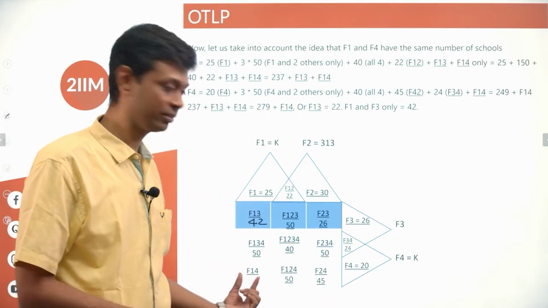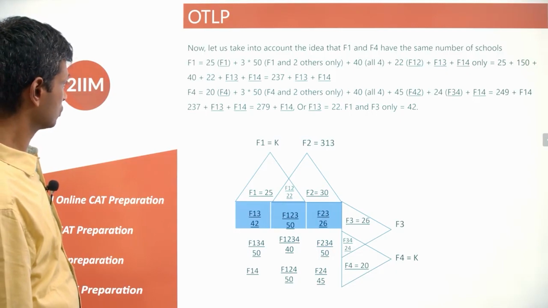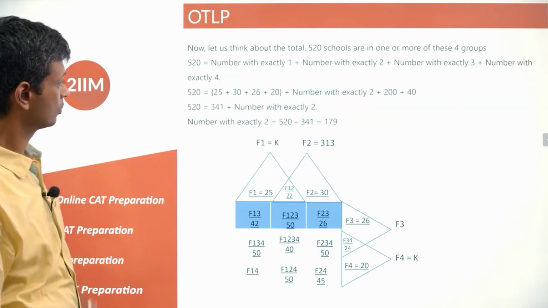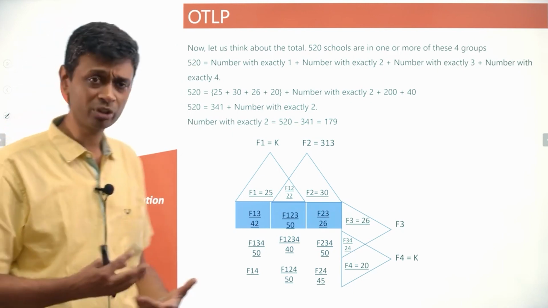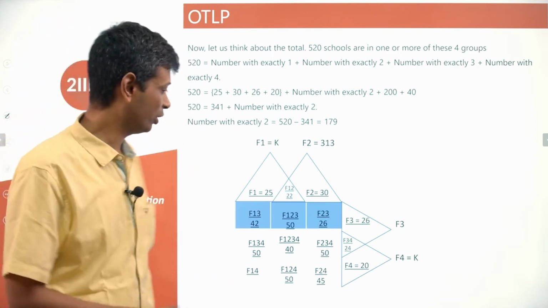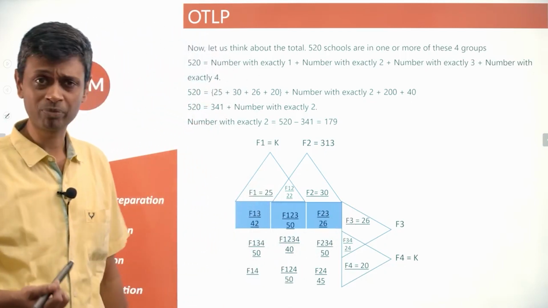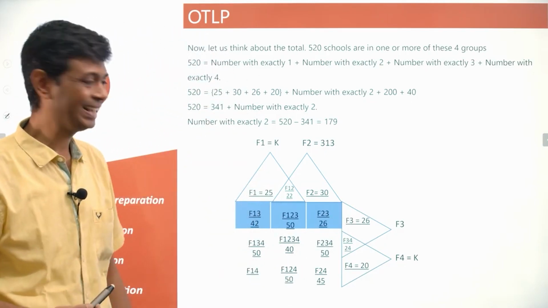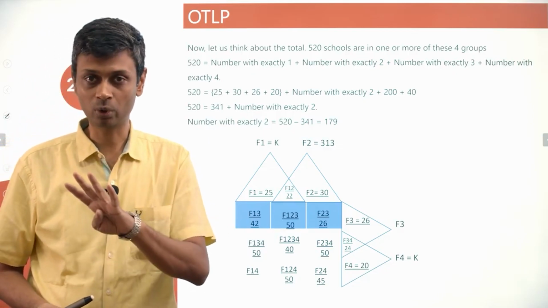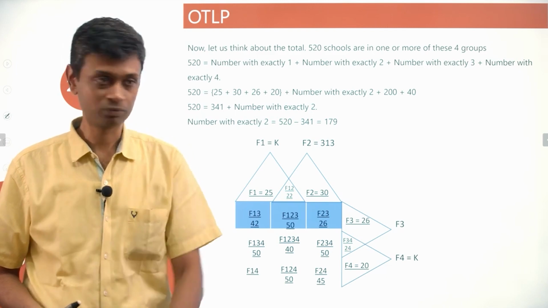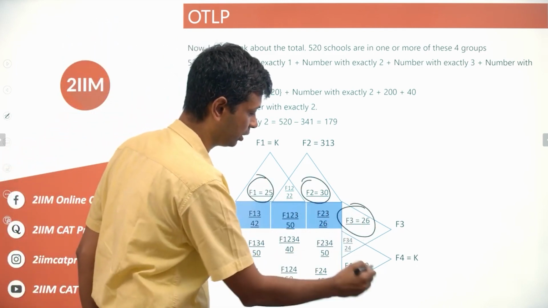Plug that in, should get this. Everything put together is 520. The whole thing put together is 520. We can think about this 520 in different ways. One is to add everything up, find the missing number and put it in, or go step by step. The approach we've taken is to say exactly 1, exactly 2, exactly 3, exactly 4. Exactly 4 is all 4. Exactly 1 is this, this, this and this.